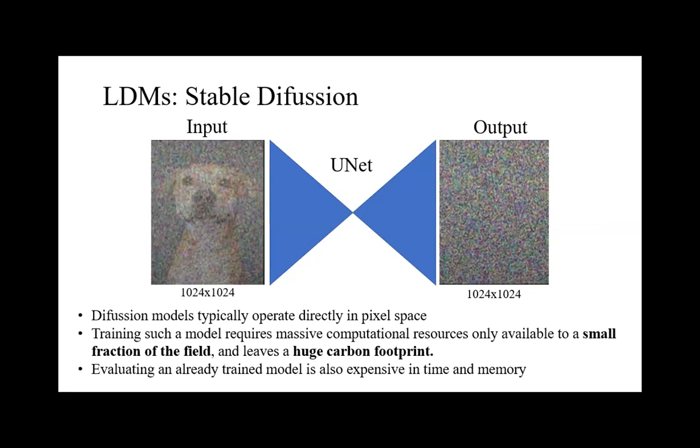And this is a limitation because if these methods require massive hardware, they're only available to a small fraction of the field, which is the huge companies like Meta, Google, and all the companies that have the money to afford the infrastructure. And also I find it interesting that it has a huge carbon footprint because we need a lot of hardware. Another limitation is that, because of this, evaluating and training these models is expensive in time and memory.